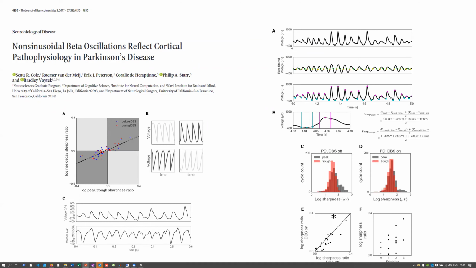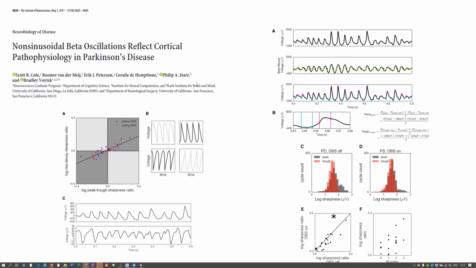Now they are clearly not a sinusoidal oscillation, but they are kind of a discharge into one direction and then going back to baseline. This can be studied using computational methods, and all the code for this is available from Scott Cole and Bradley Voytek, who have pioneered these kinds of analysis based on the data of Philip Starr, who I've mentioned before. He has published the phase amplitude coupling work.